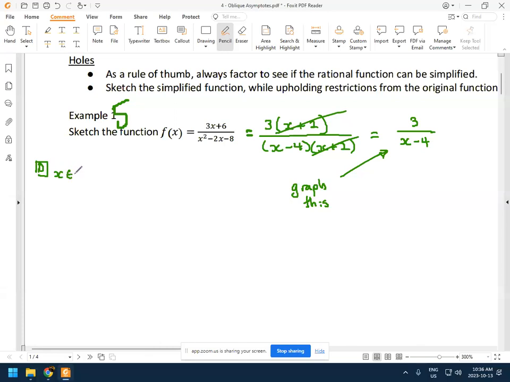X can be anything, any real number. Obviously, x can't be a positive 4. That is going to be your vertical asymptote. But also remember that x cannot be a negative 2. That's a hole. I highly recommend you make a little note of what each number represents in the domain so that you don't get tripped up.